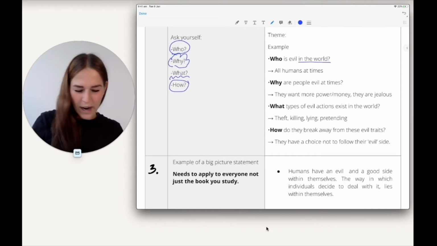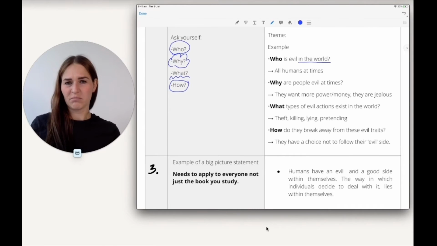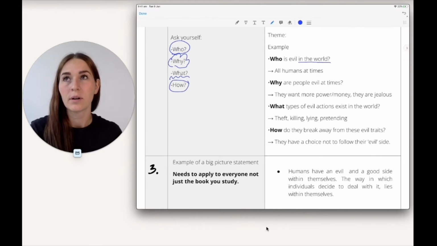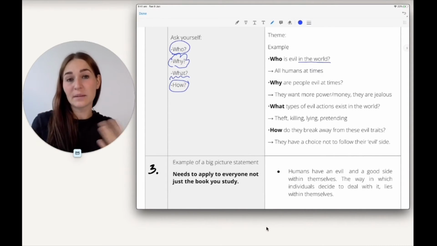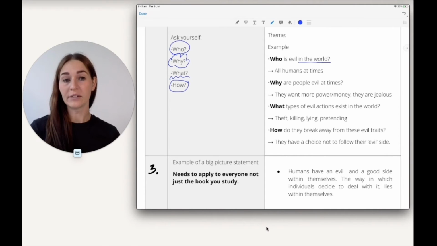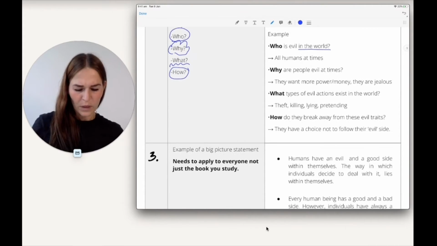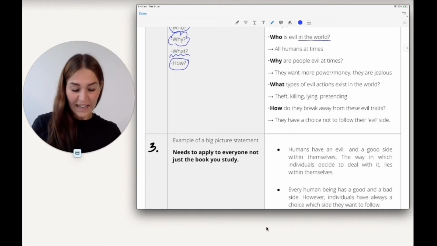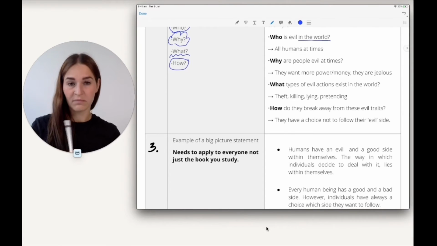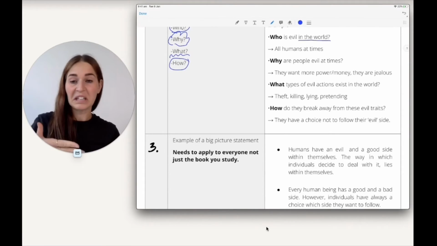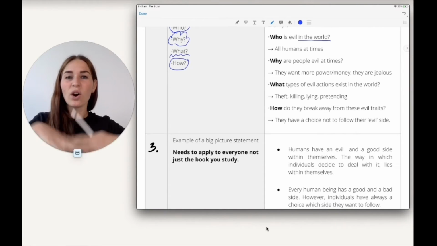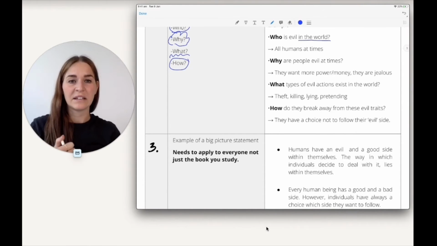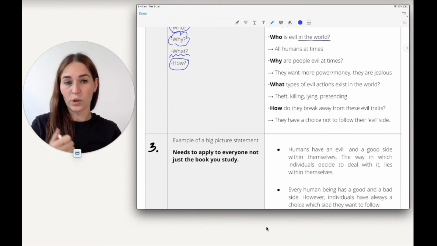Now, why are people evil at times? Why? Maybe they want more power or money, or they are jealous. There's a reason behind it why people are evil. Now, what types of evil actions exist in the world? Theft, killing, lying, pretending. There's all kinds of different evil actions in the world.